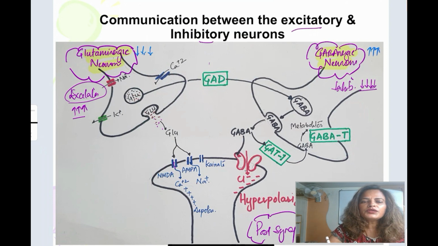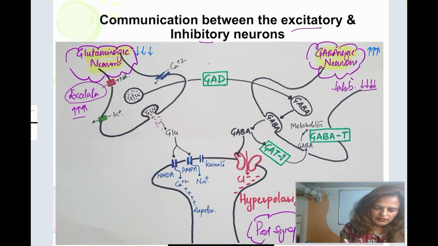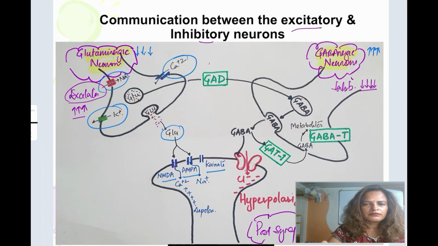Now how are they going to decrease the glutaminergic neurotransmission? Either by acting on these receptors, NMDA, AMPA or kainate receptors, by decreasing the action of glutamate on the receptor, or by decreasing the release of glutamate by acting on the sodium channel, potassium channel and calcium channel. Then how are they going to increase the GABAergic neurotransmission?